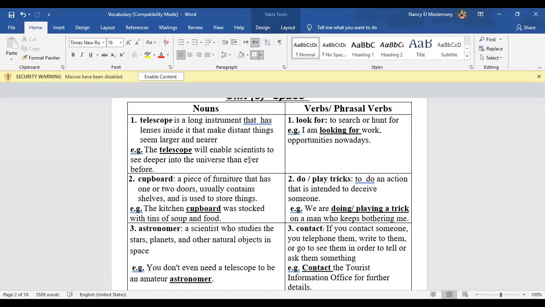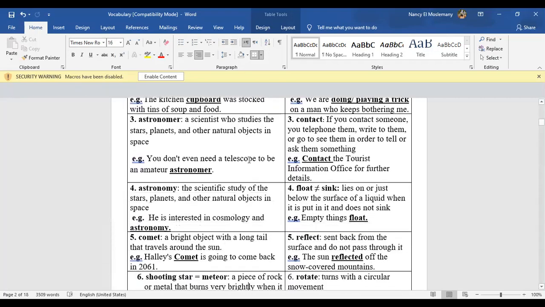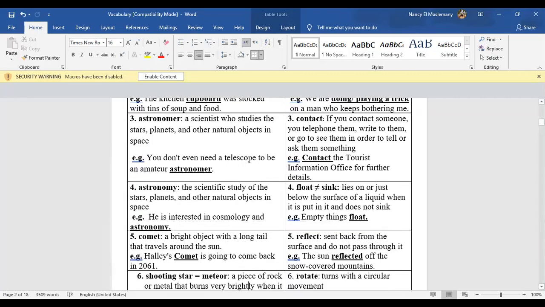Number 3, we have astronomer. This is a scientist who studies stars and planets and outer space. What do we call this science? Astronomy, exactly. The science itself, or the studies itself, we call astronomy. So the science is astronomy, and the person who studies that science is an astronomer.